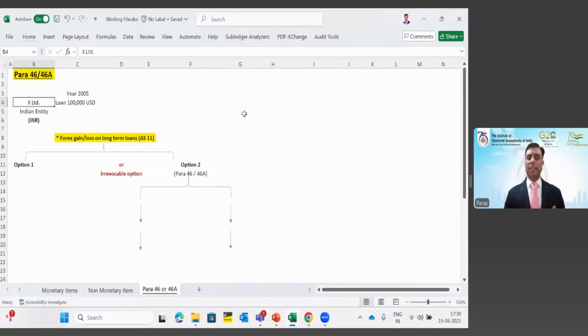Let's assume there is entity X Limited, which is registered in India, and the functional currency of this entity is INR, right? This entity has taken a loan in the year 2025 for $1 lakh, and let's assume the period is 25 years. So this is a long-term monetary item, right? This is a loan, and this is a monetary item, and the loan has been taken for 25 years. So this is a long-term monetary item, right?